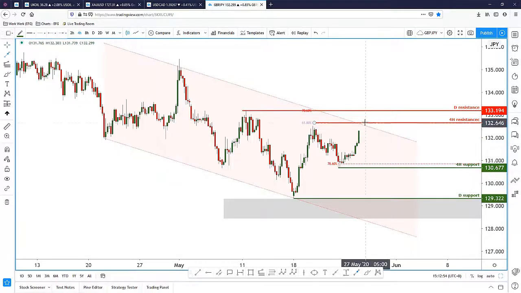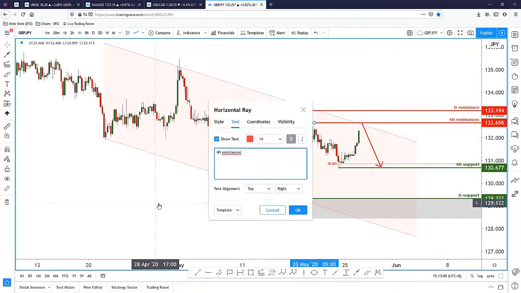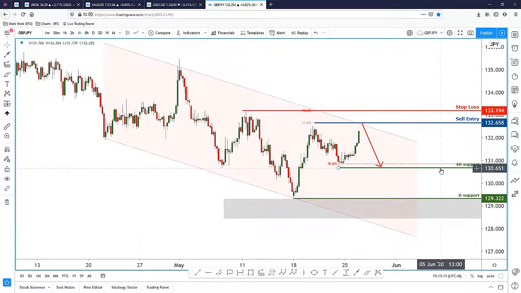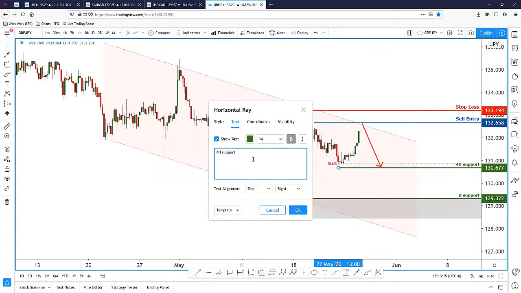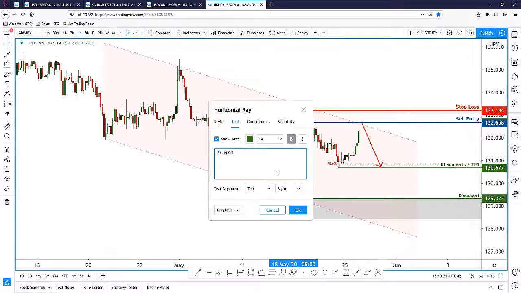So for the trade of the day, I'll actually wait for the price to come back to the 4-hour resistance, and then I will go short. So this 4-hour resistance can also be the sell entry. All right. And then the daily resistance can be the stop loss. This 4-hour support can be the first take profit, and then the daily support can be the second take profit.